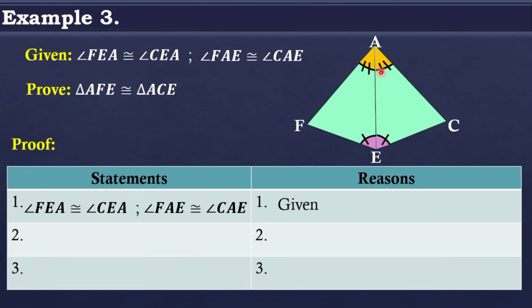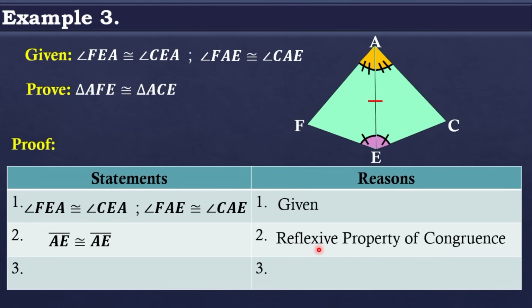Now, based dito sa ating given, we have two angles. And based dito sa ating figure, since nagsishare po sila ng common side, okay, meron po silang common side, which is AE, segment AE. So, pwede natin yun gamitin since nagsishare sila doon. So, segment AE is congruent to segment AE. And that is by reflexive property of congruence. So, congruent sila dyan.